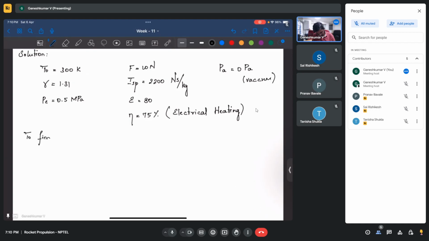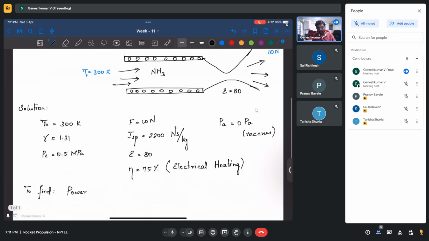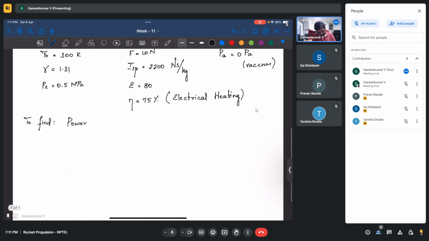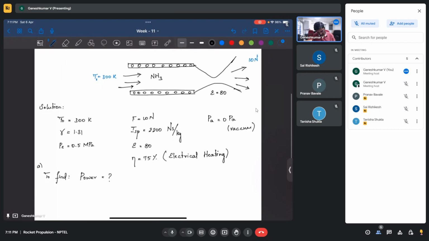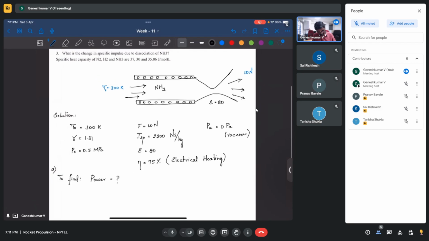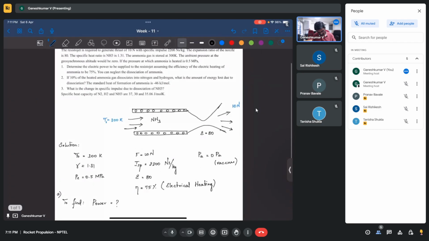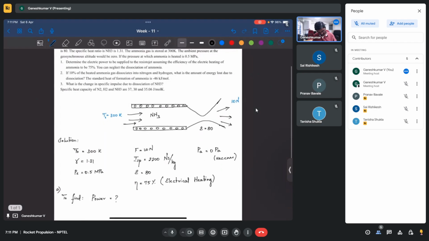We need to find the power required for heating. So while heating you are giving some power, electrical power. What is this power is what has been asked. This is question A. So what do you guys think? How do we proceed with this problem? Any idea? Anyone want to take a guess?